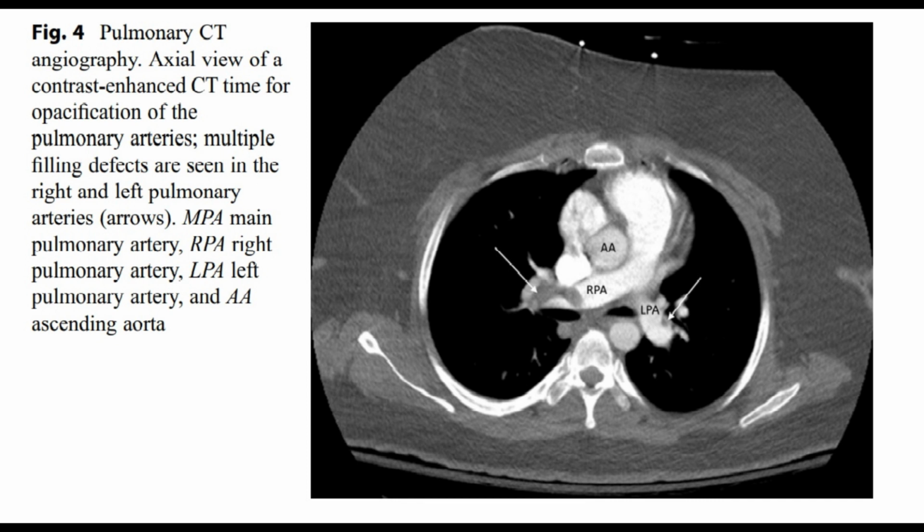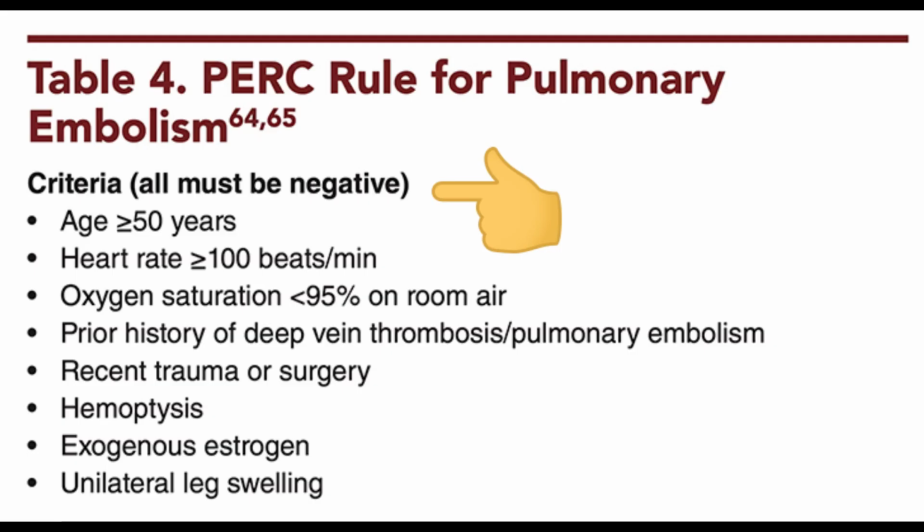So the PERC rule is a bit different. It's not about predicting the likelihood of PE, but rather about ruling it out in patients who are considered low risk. Oh, interesting. So it's a tool for exclusion rather than prediction. Exactly. So what kind of criteria does it use? So the PERC rule looks at 8 specific clinical variables.